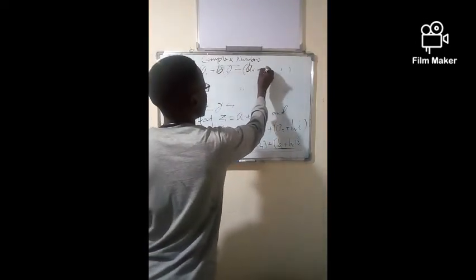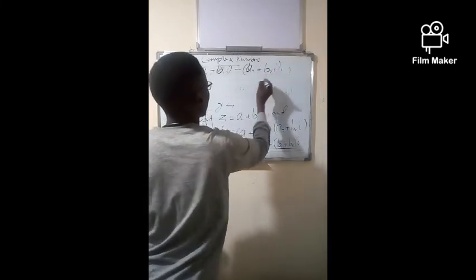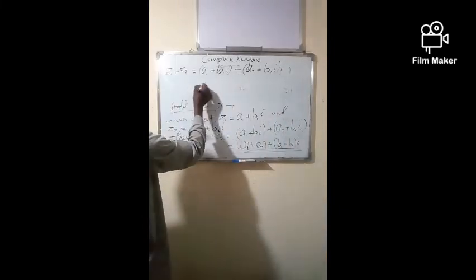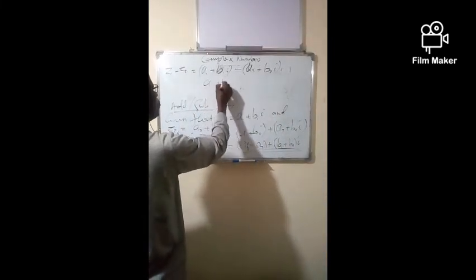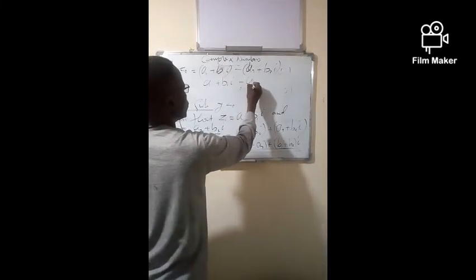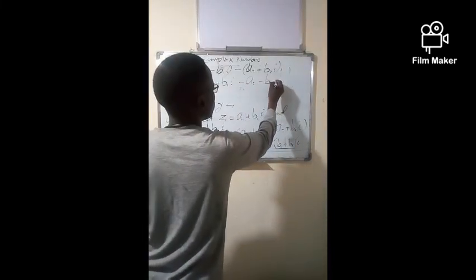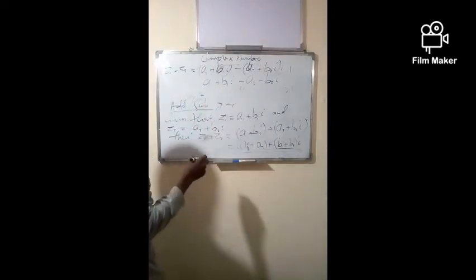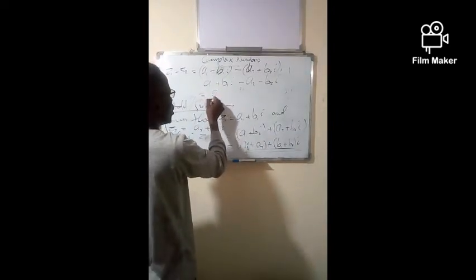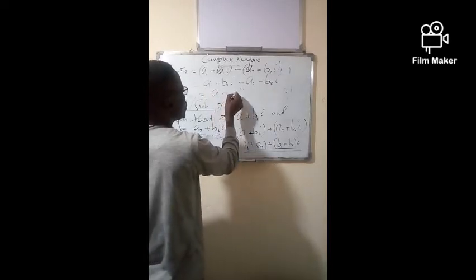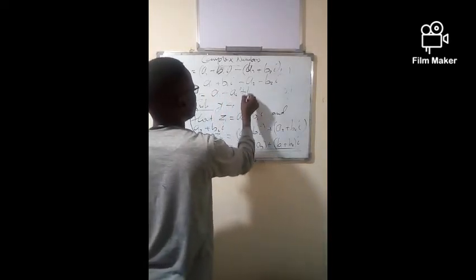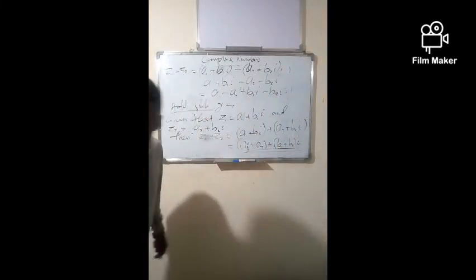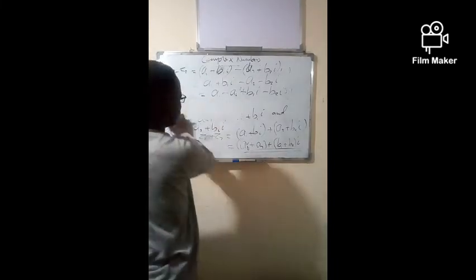A2 plus B2I. Okay, so if we distribute the negative throughout, we are going to have A1 plus B1I minus A2 minus B2I. Okay, so this is eventually going to give us the real parts together, the imaginary parts together. This is going to be A1 minus A2, then plus B1I minus B2I.